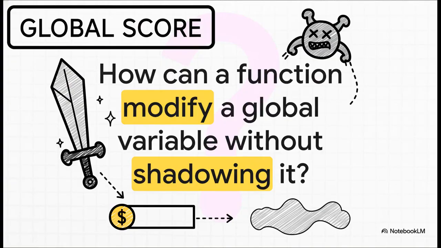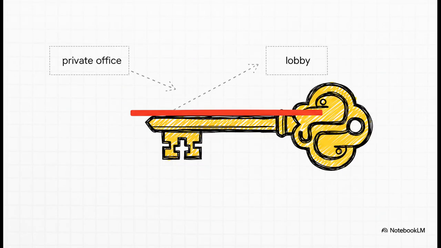Just think about a video game, right? You defeat an enemy inside a function, and you need to update the main global score for the whole game. The shadowing effect we just saw would make that impossible. So, how do we give our function the permission it needs to reach outside its own room and change that global state? The answer, our master key, is a single powerful command. In Python, that key is the global keyword.